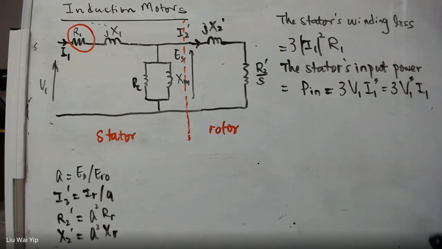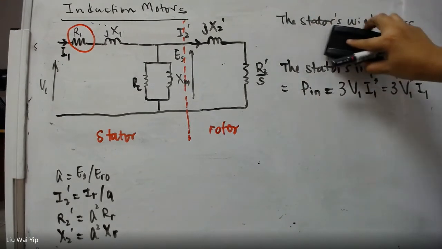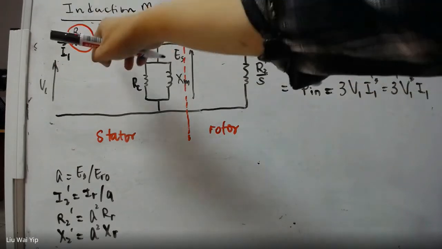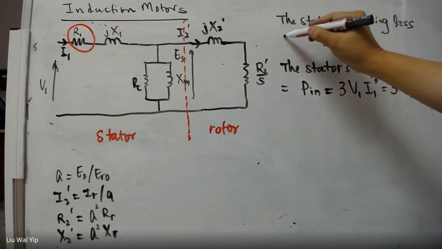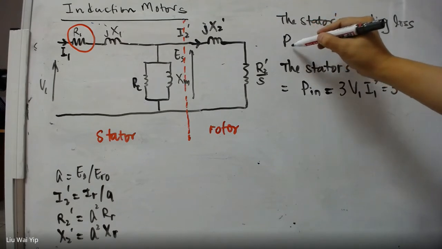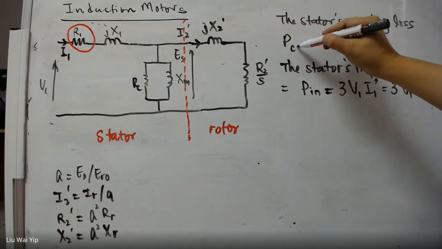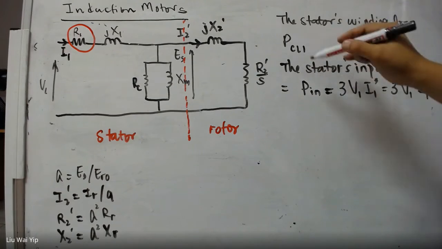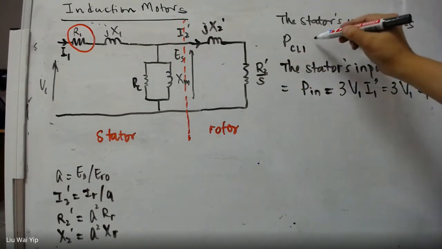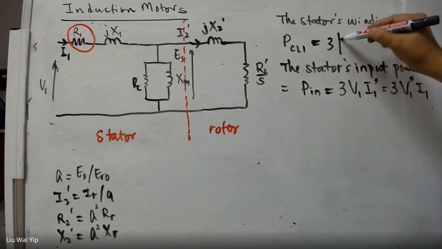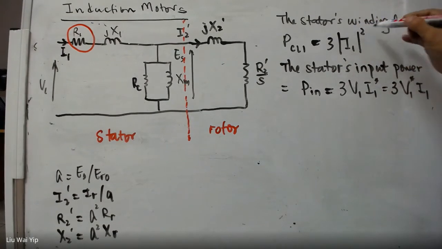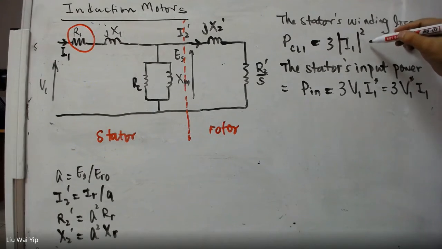And now we have to use a symbol for the winding loss, right? Say the winding loss is P_CL1, where 1 stands for the stator, and it is equal to I1 squared times R1.